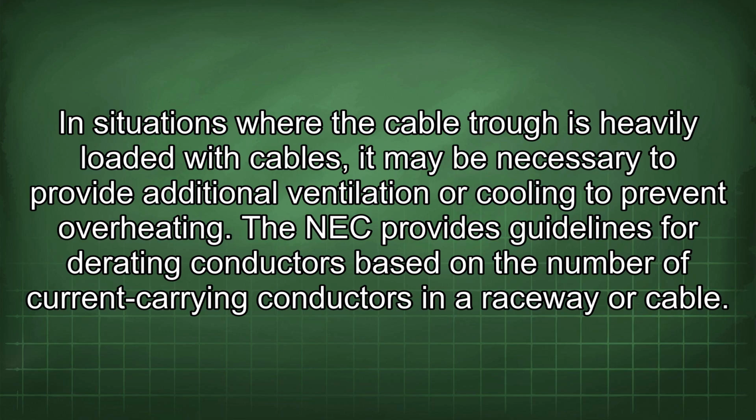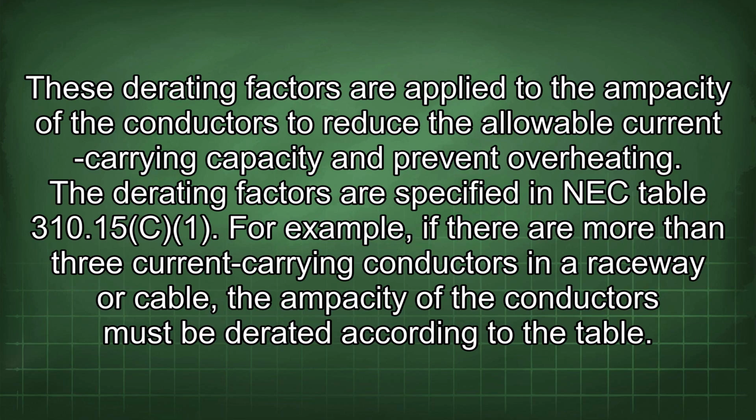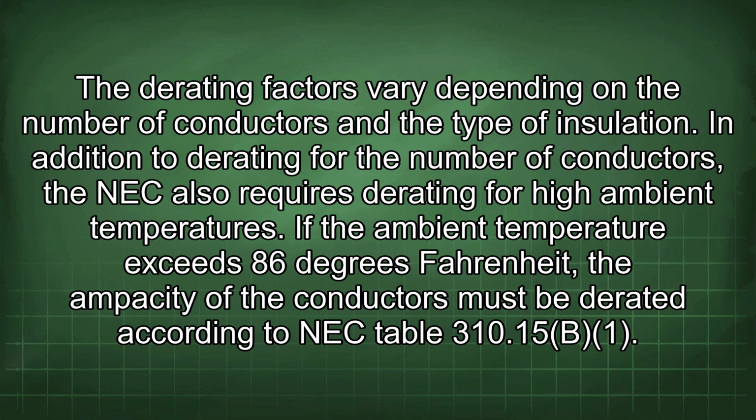In situations where the cable trough is heavily loaded with cables, it may be necessary to provide additional ventilation or cooling to prevent overheating. The NEC provides guidelines for derating conductors based on the number of current-carrying conductors in a raceway or cable. These derating factors are applied to the ampacity of the conductors to reduce the allowable current-carrying capacity and prevent overheating. The derating factors are specified in NEC Table 310.15(C)(1). For example, if there are more than 3 current-carrying conductors in a raceway or cable, the ampacity of the conductors must be derated according to the table. The derating factors vary depending on the number of conductors and the type of insulation.